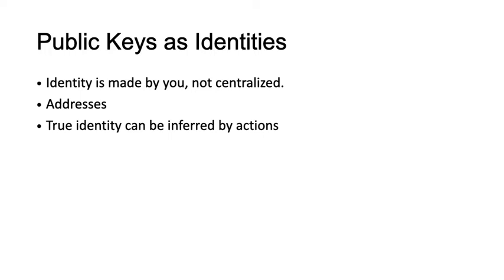And the thing about these identities is you can make a new identity anytime you want to. You don't need permission from anyone. You don't have to go register it. It's a very decentralized method. And in Bitcoin, these identities are known as addresses.